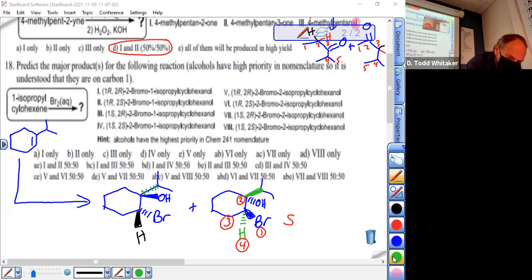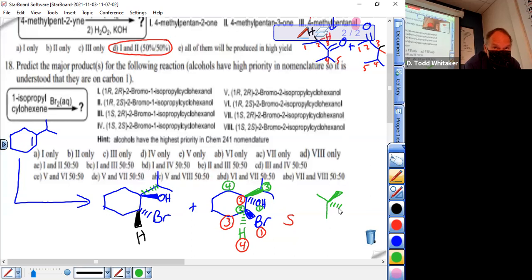Top stereocenter, in green. We got a 1 for the O. We got a 2 for a C with a Br. We have a 3 for a C that has 2 more bonds to C. We have a 4 for a C that has only 1 more bond to C. Don't even play around, everybody. This is the time where you have to do a double switch.